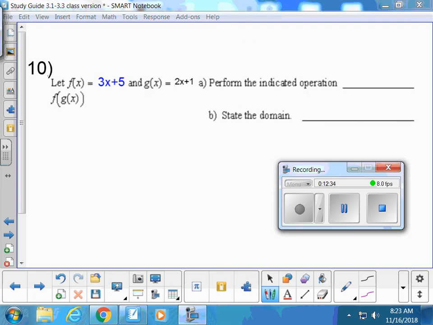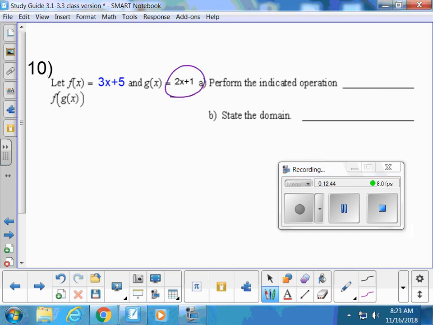Alright, we are on 10. We've got 3x plus 5 for f of x, and g of x is 2x plus 1. They want f of g of x. So we're circling g of x and sticking it right about there. So it's going to be 3 parentheses 2x plus 1, plus 5.